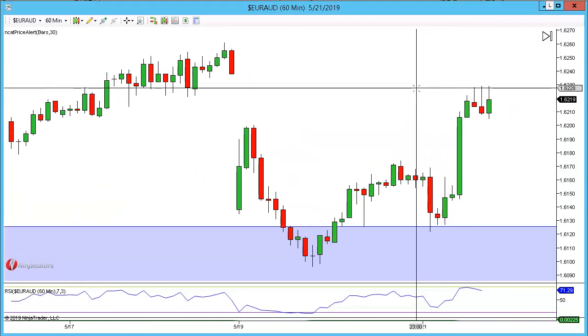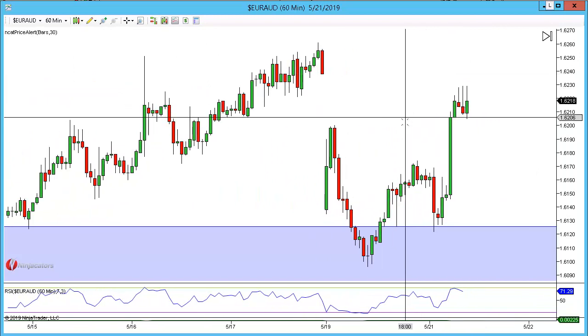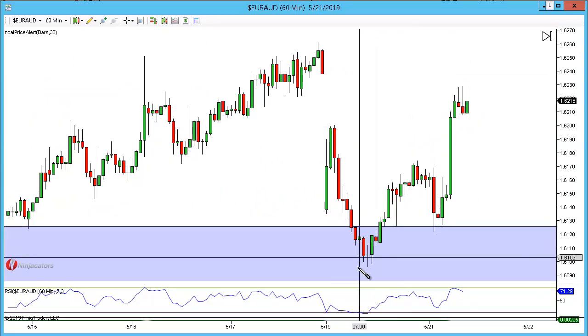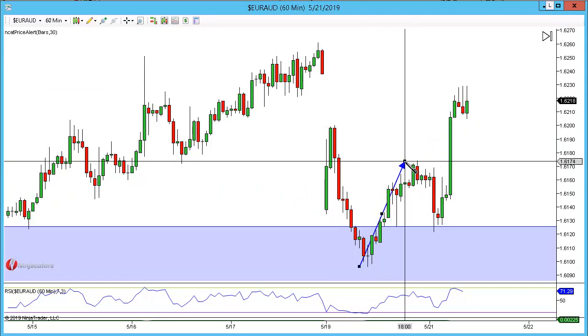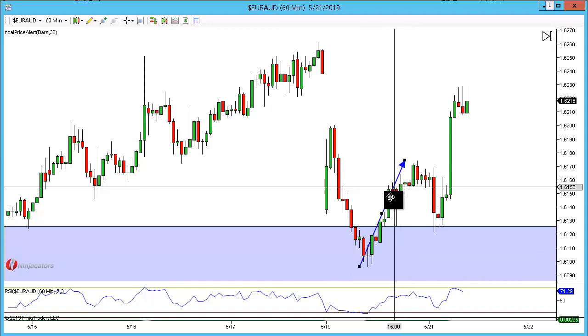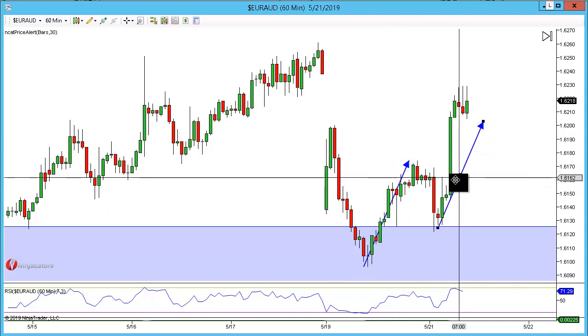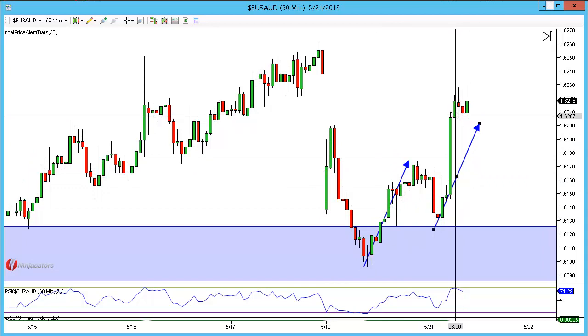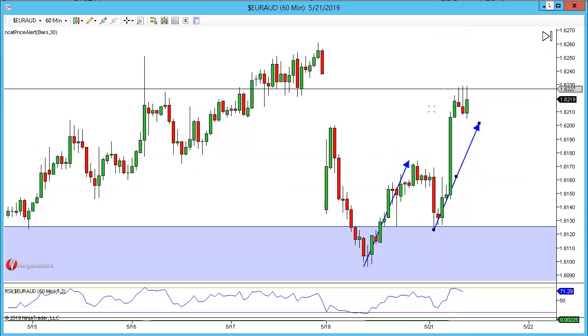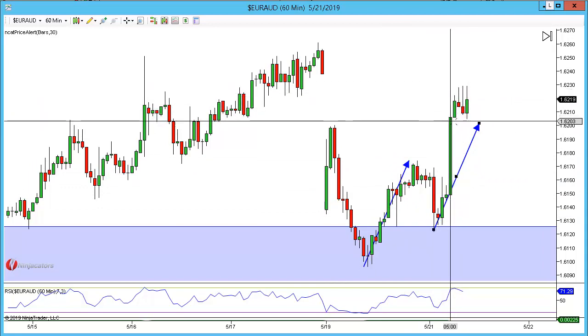On the 60 though, on the 60, right, we do have an equal measured move. However, we've overshot it by quite a bit. Now this sometimes does happen, but it's whether or not it is still valid for you.